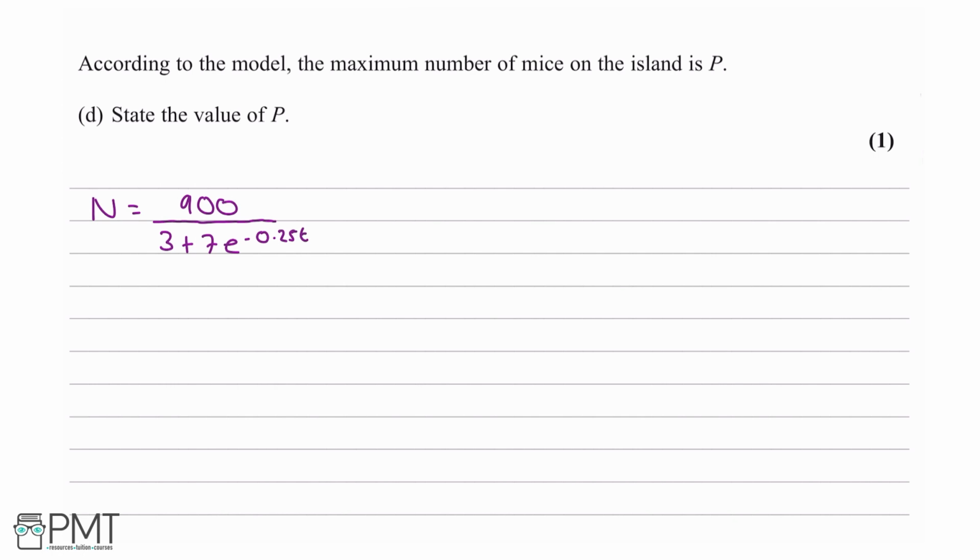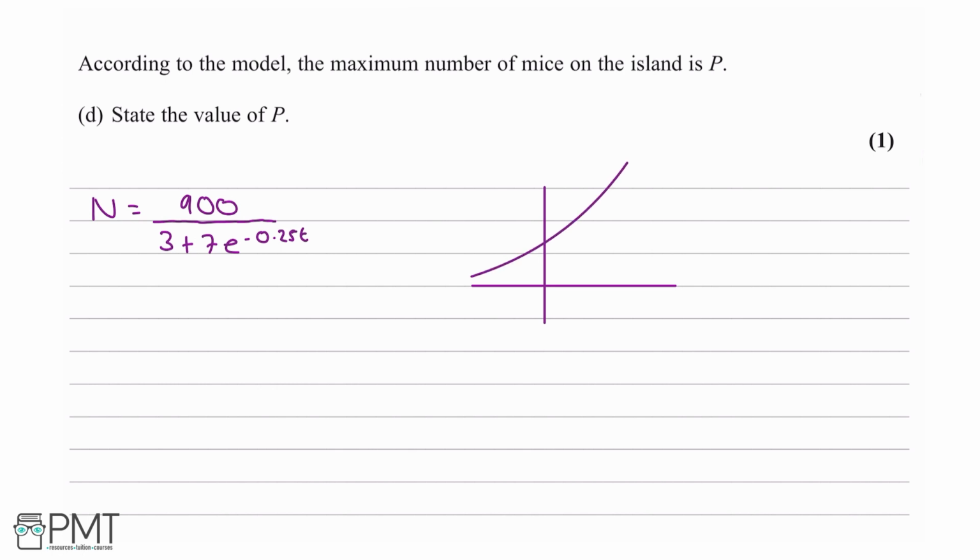We have been told, according to the model, the maximum number of mice on the island is p. Part D has asked us to state the value of p for 1 mark. If you were to look at the graph of this equation, or sketch it, what you would notice is that it increases forever. So I'm just going to draw it, and it goes up something like this.